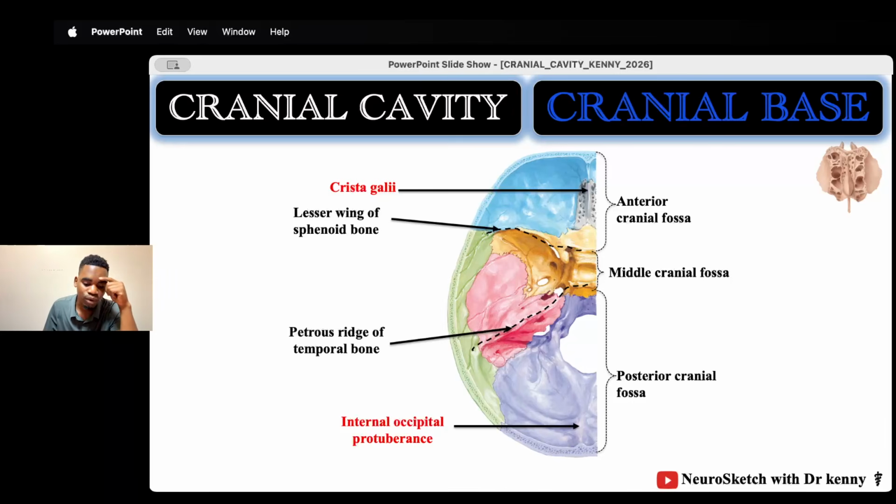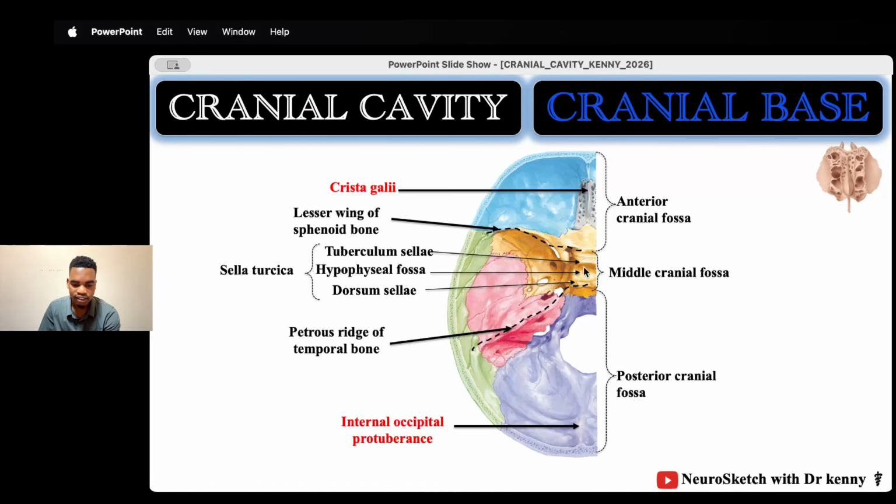You guys remember we had the external occipital protuberance when I discussed the outer surface of the occipital bone, and this is the internal surface of the occipital bone, and this is the internal occipital protuberance. Now, the superior sagittal sinus runs anteriorly from the crista galli, and posteriorly it goes all the way to the internal occipital protuberance. We have already seen the sella turcica.